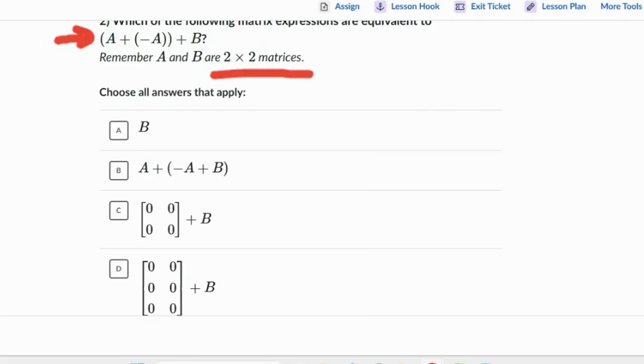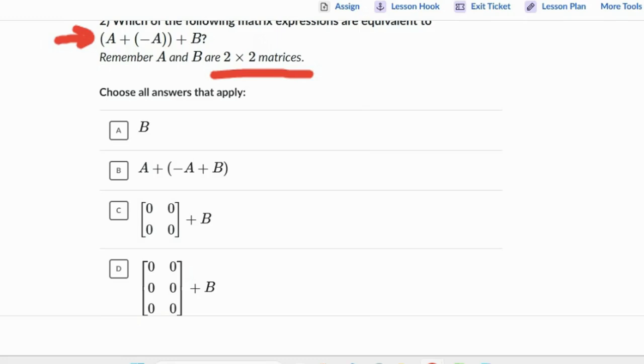All right, Mr. Brock, you're getting tricky. Now you just have to logic through this. You just have to think about this. If these are all 2 by 2 matrices, A and B are both 2 by 2 matrices.